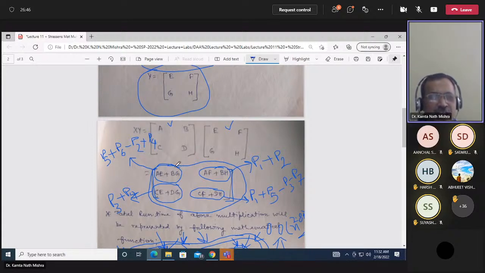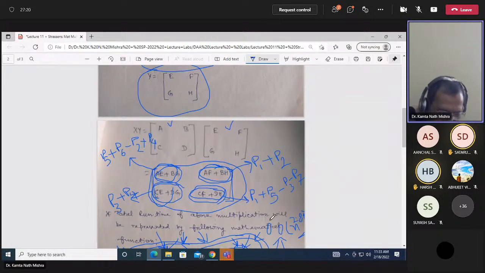So now we have computed AE plus BG. We have computed AF plus BH. You have computed CE plus DG. And you have also computed CF plus DH. In these computations, how many multiplications have you used? 7 only, because you are using the variables from P1 to P7, and we discussed previously in today's lecture that each one from P1 to P7 uses one multiplication.